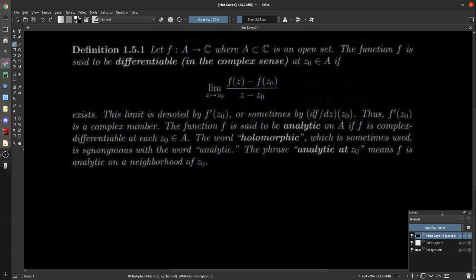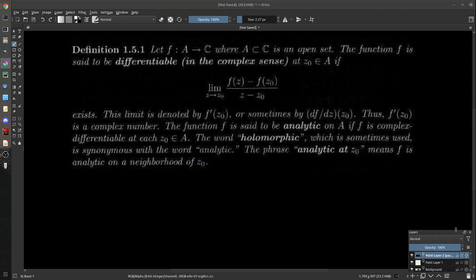So, anyways, let me make this little window slightly smaller so I don't run out of room quite as easily. Here we go.